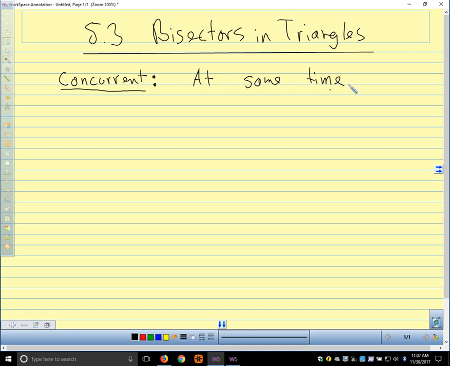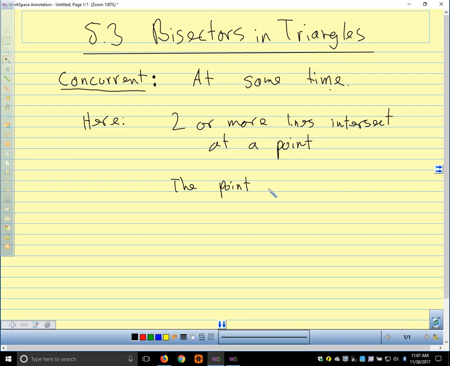Here, in geometry, we're going to say concurrent is when two or more lines intersect at a point. So that's what we're going to mean by concurrent. We mean the lines are all intersecting at the same point. We call the point the point of concurrency.